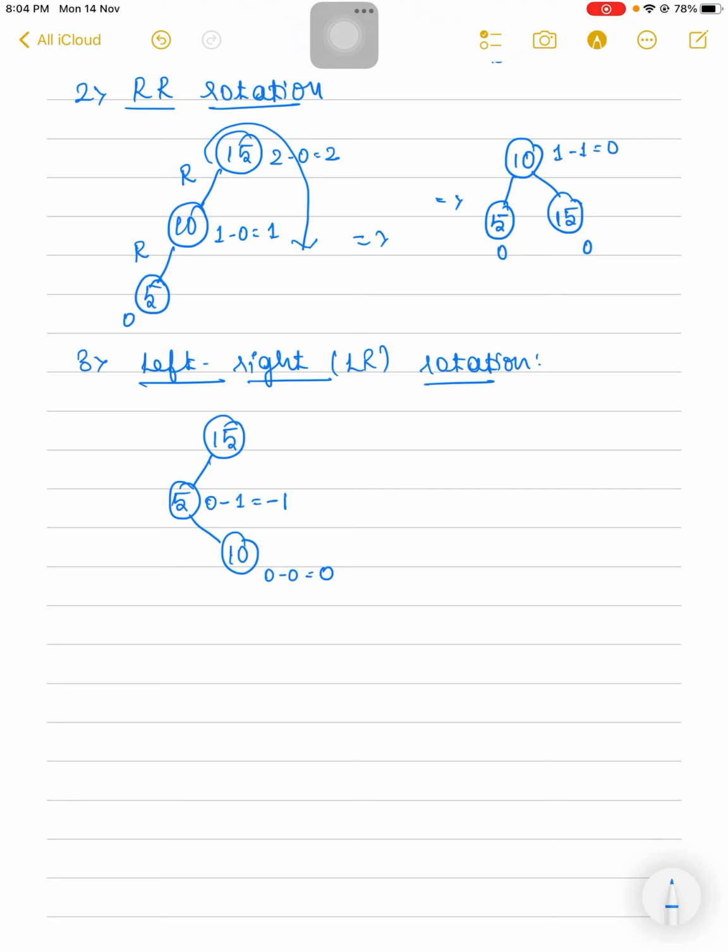And for 15, the height of the left subtree is 2 minus the right subtree. There is no right subtree, so it is 0, which gives 2. It is not balanced, right? We are supposed to make it balanced, right?